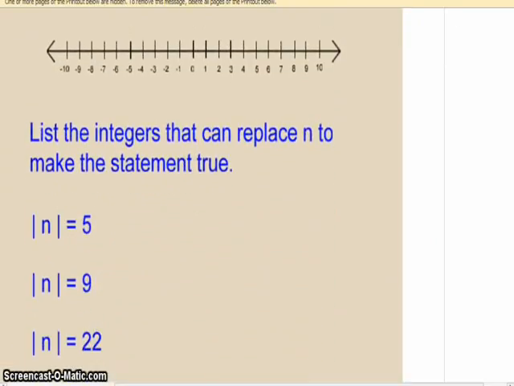After you practice a couple of problems. So pause the video now and try these next 3 problems.